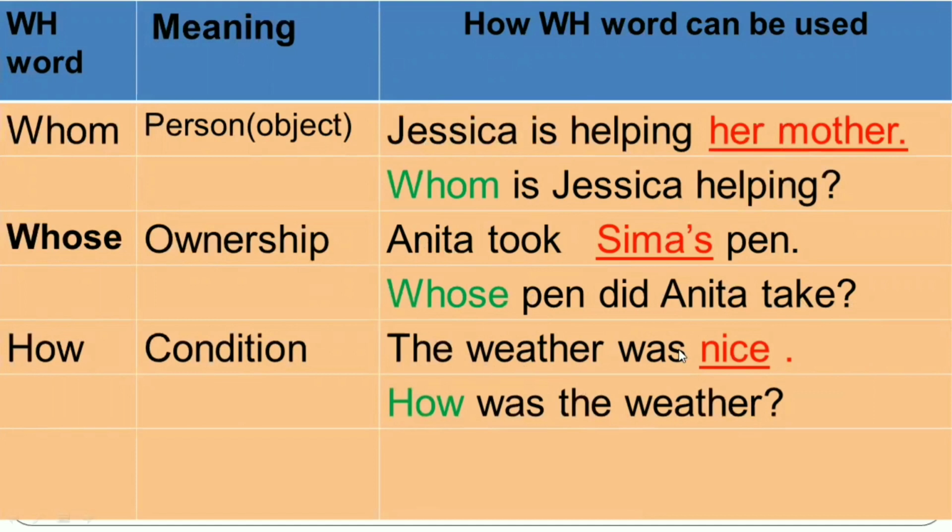The weather was nice. So the underlined word is nice. It indicates the condition of the weather, okay? So if the underlined word indicates condition, the WH word will be how. Then right here, how. Then is there an auxiliary verb? Yes, was, auxiliary verb right here. Then the subject of the sentence, weather. How was the weather? Then question mark.